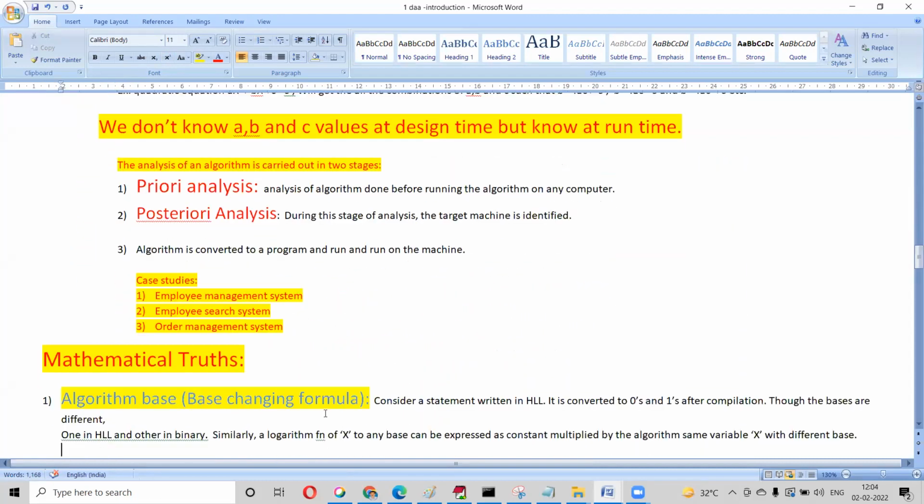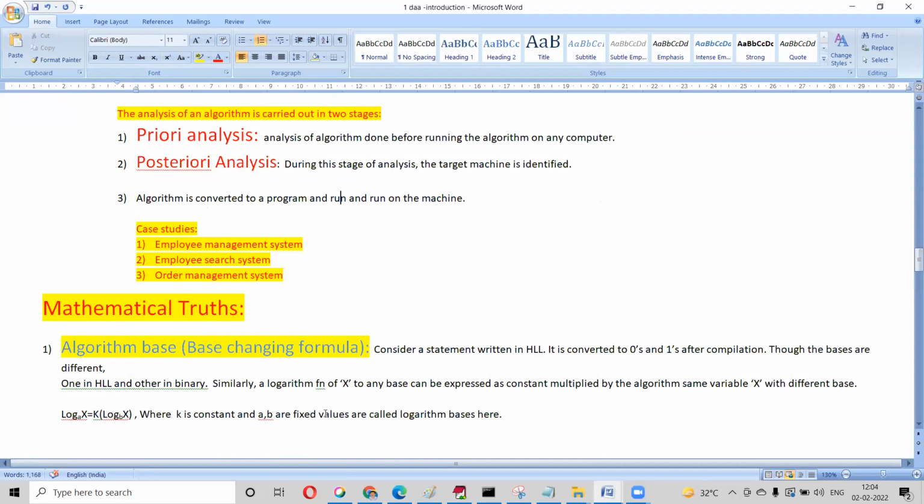For priori and posteriori analysis: priori means that before developing the algorithm, you make the analysis. So priori analysis is better compared to posteriori analysis. Posteriori analysis means you have developed the code and then you are testing. Priori analysis means before developing the code, you are checking how much time and space is required. Priori analysis is always preferable, because before spending money or time, you analyze whether it is feasible or not.